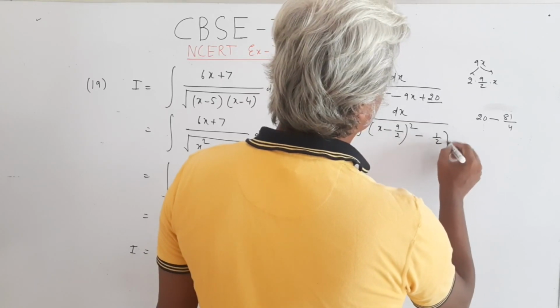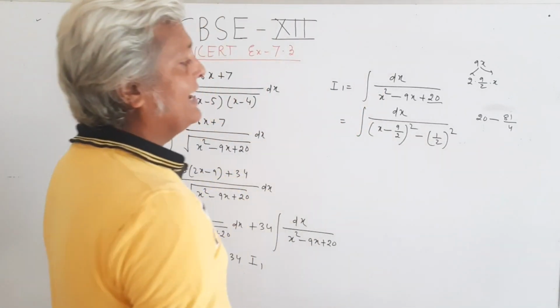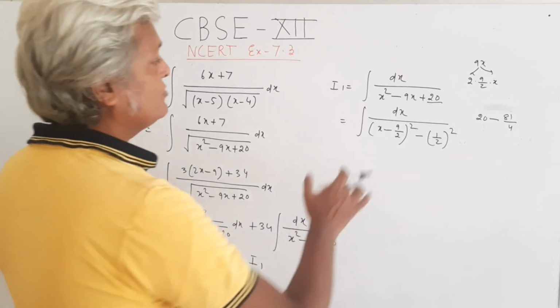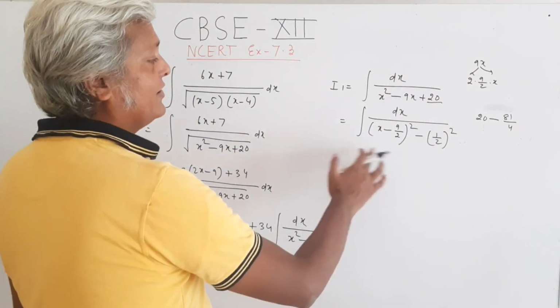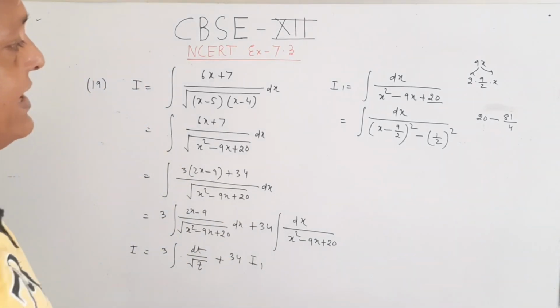So I can write this as 1 by 2 whole square. Now I directly got the form. And the form is 1 over x square minus a square, and it says that it's 1 over 2a log mod x minus a over x plus a.